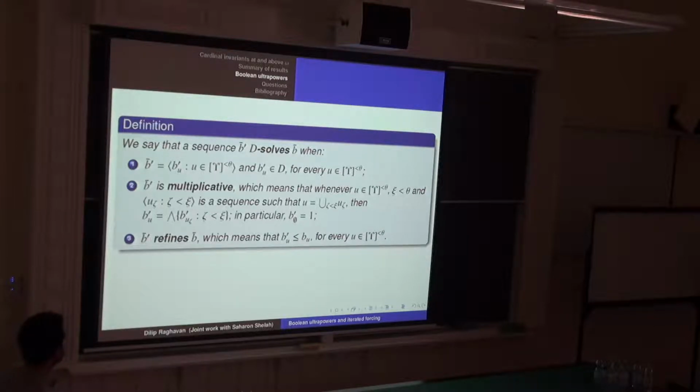That just means that for any U of size less than theta, if you write it as a union of fewer than theta many sets, actually I could have just put singletons here, that would have been clearer, then B prime of U is simply the inf of the B prime of the U zetas. So this is the multiplicativity. And then it has to refine B bar, so B prime of U must be below BU for every subset of upsilon of size less than theta.